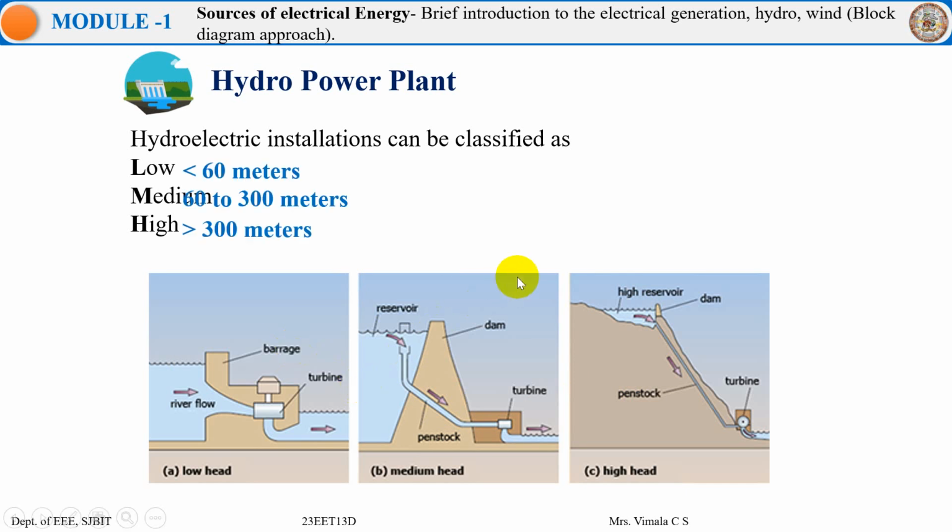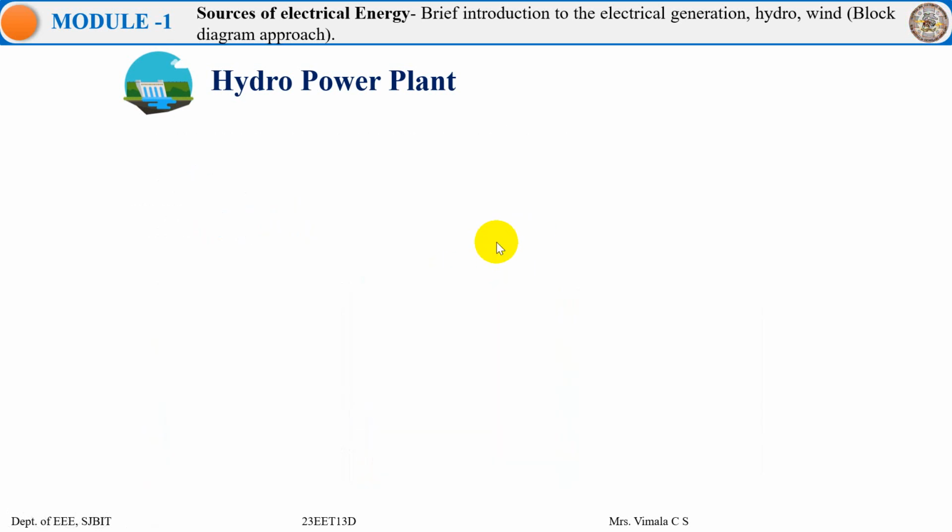So low head is classified when the water is falling from a height less than 60 meters, and medium head hydropower plant is considered when the water is falling from 60 to 300 meters, and a high head power plant when the height is greater than 300 meters to the turbine.